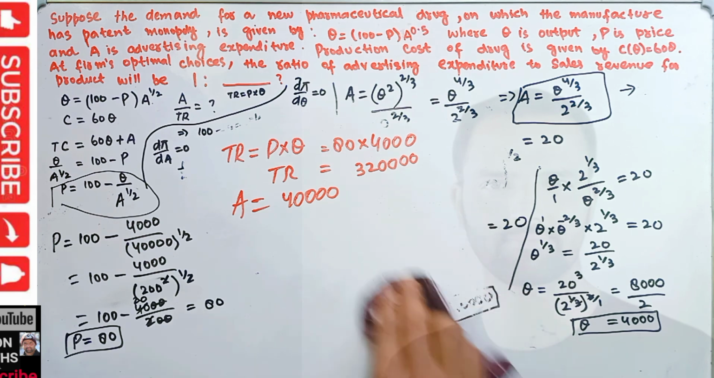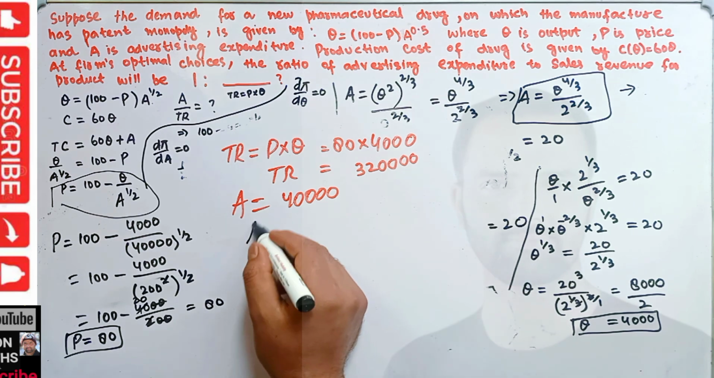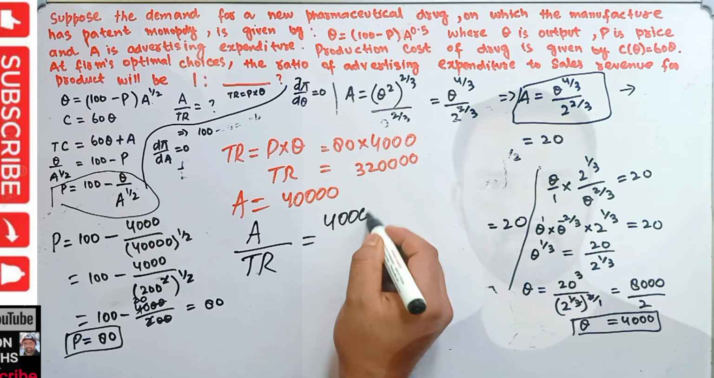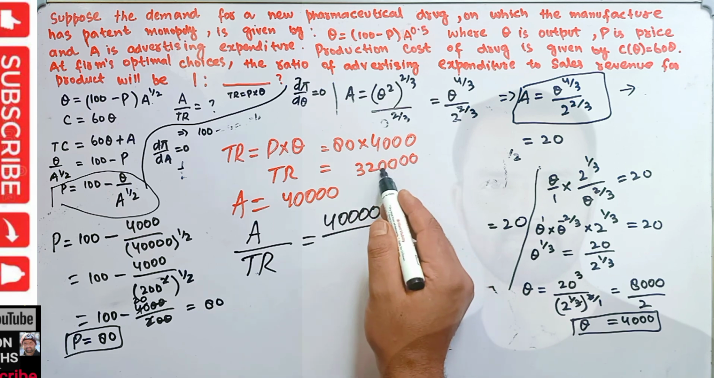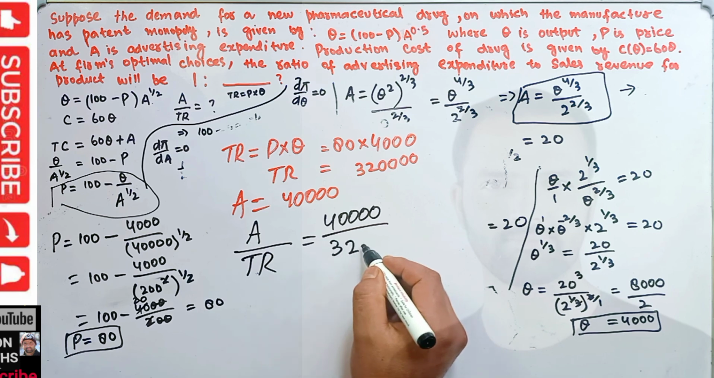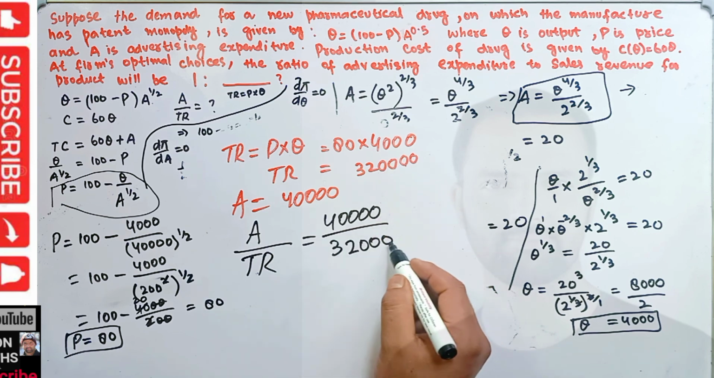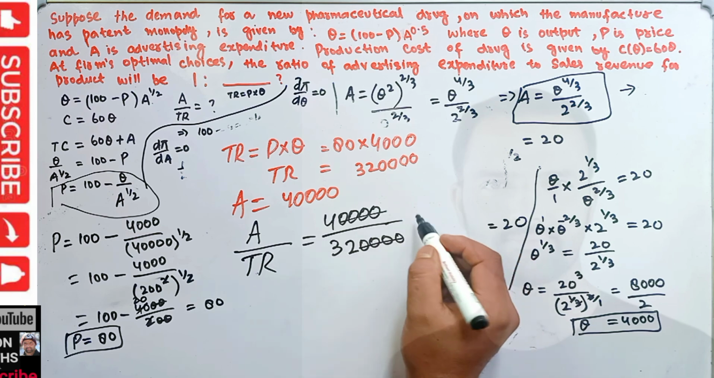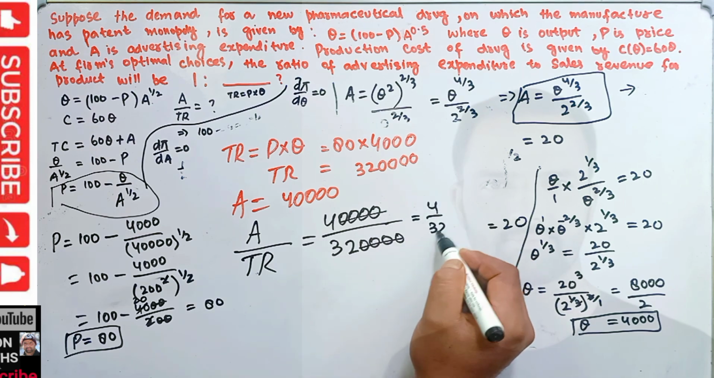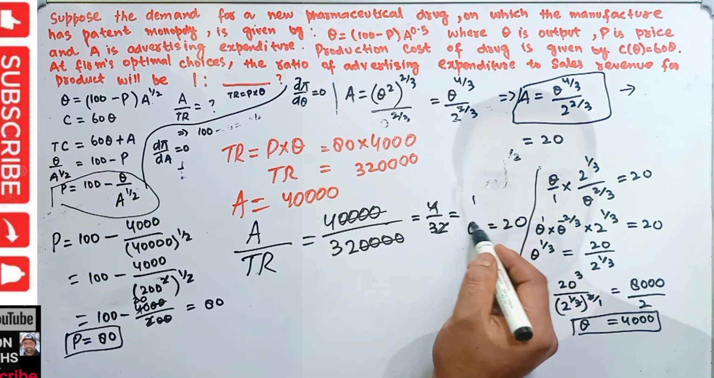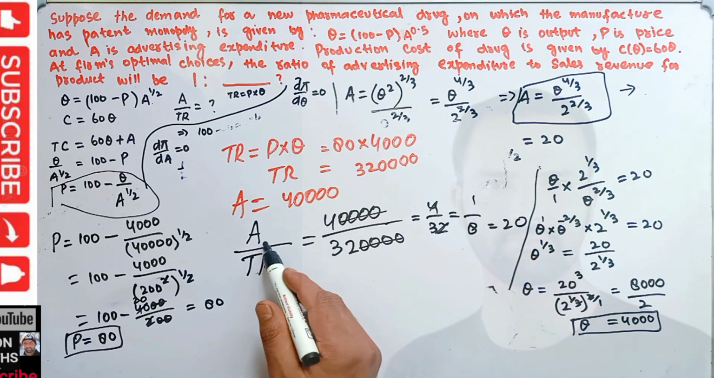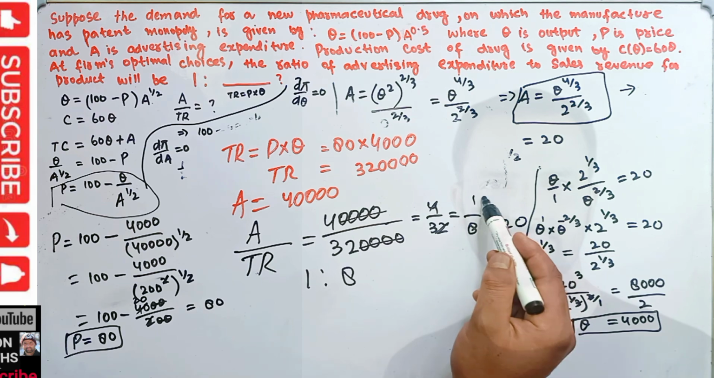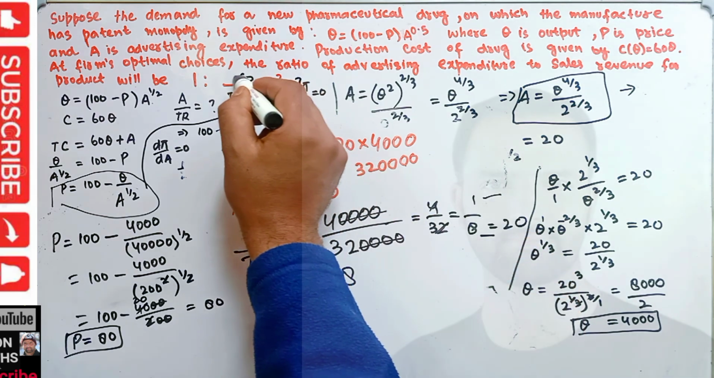Now, what will be the ratio? We have to find the ratio between advertising expenditure upon total revenue. What is advertising expenditure? That is 40,000 upon this, which is 3 lakh 20 thousand. I'm not able to count the number of zeros. So these 4 zeros will get cancelled. We are left with 4 upon 32. So we have 4 ones are 4, 4 8s are 32. So the ratio between advertising and total revenue is equal to 1 is to 8. So the right answer will be 8 here.